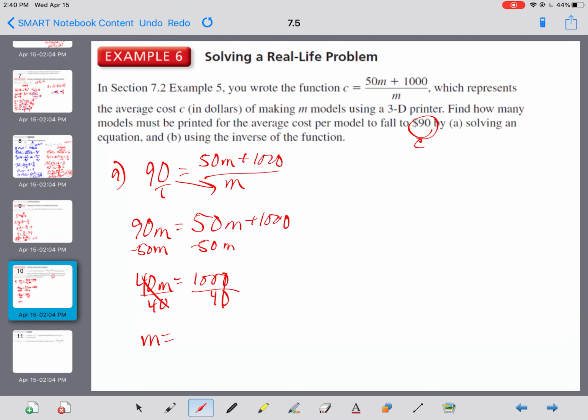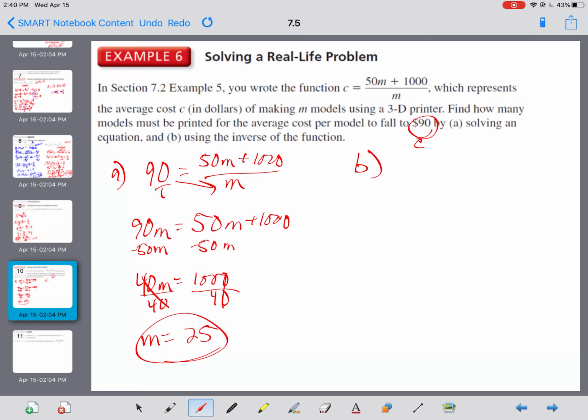So 40M equals 1,000. Divide by 40. So boom, M equals 100 over 4. 4 goes into 100 25 times. So we should get 25. Now if we find the inverse, we can then just plug in the number and figure out what happens.